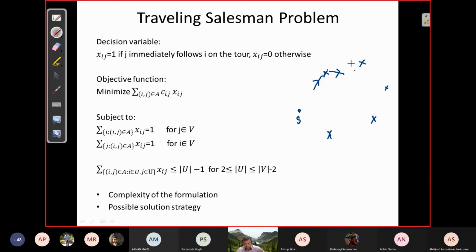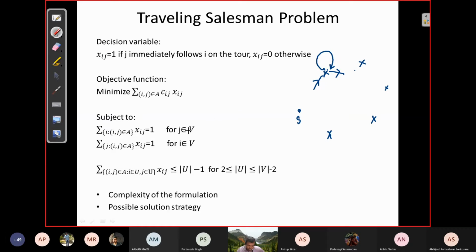And two outgoing edges also, isn't it? And self-looping is prohibited. Say you cannot start from this city and then come back here without traveling some other intermediate city. So self-looping is also prohibited. So if you put a constraint that there will be only one incoming edge and only one outgoing edge, then you are done. It will automatically ensure a Hamiltonian cycle, right?